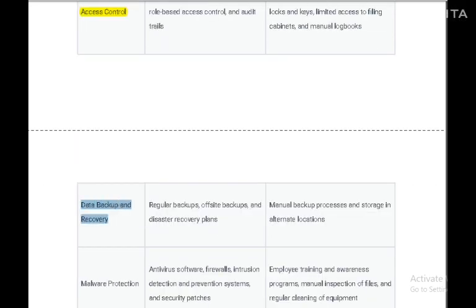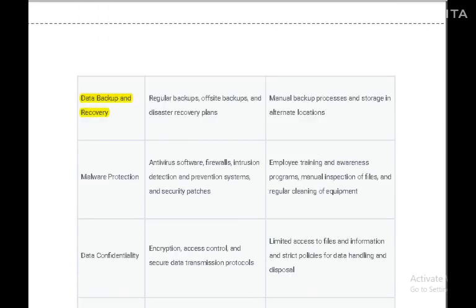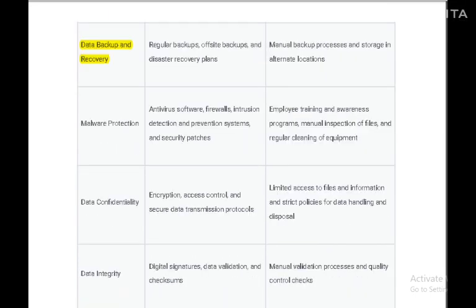Second, we can differentiate both systems on the basis of data backup and recovery plan. In a computer-based system, we can automate regular backups and off-site backups, and it is easily manageable and recoverable from disasters. In a manual-based system, manual backup processes are needed, and storage is needed for the disaster recovery plan.